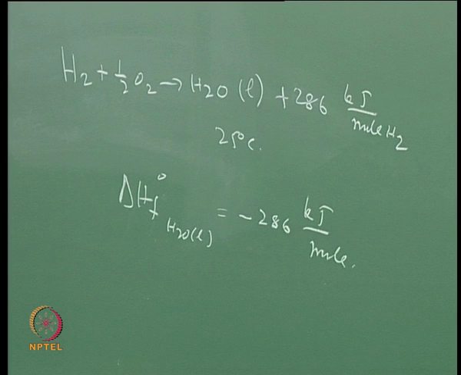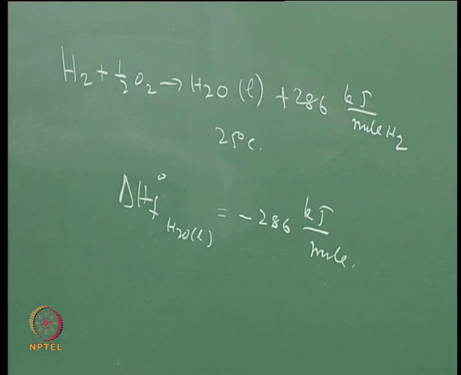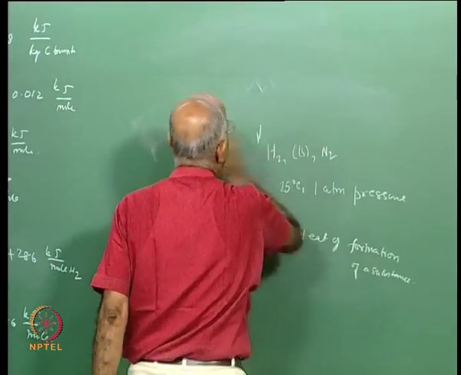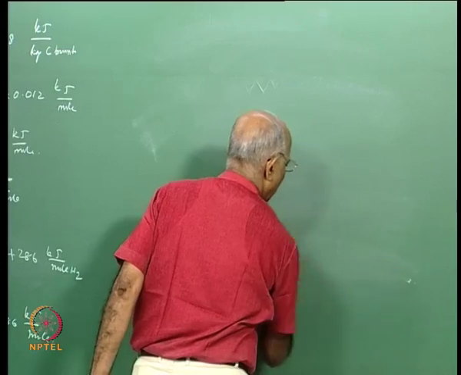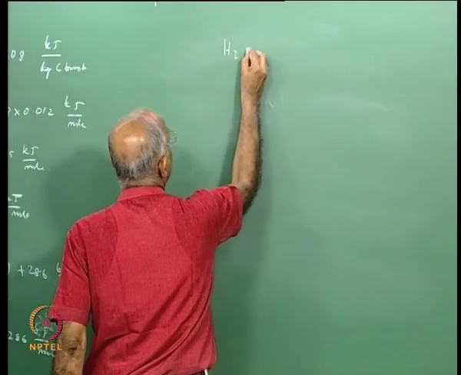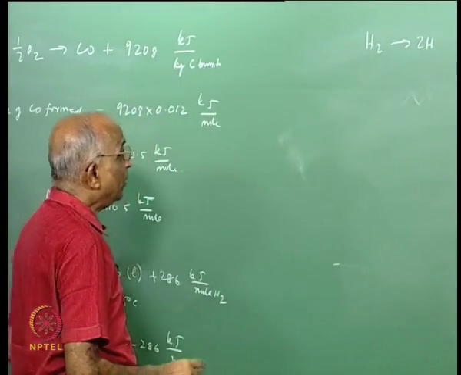Please let us not forget that since the heat of formation of a substance is defined with respect to the elements, the heat of formation of the elements themselves are therefore 0 at the standard state. One last substance I should take, because that has a positive heat of formation and that is again important. Let us take the formation of hydrogen as an atom. We have H2 dissociating to 2H. What do we do in this case?